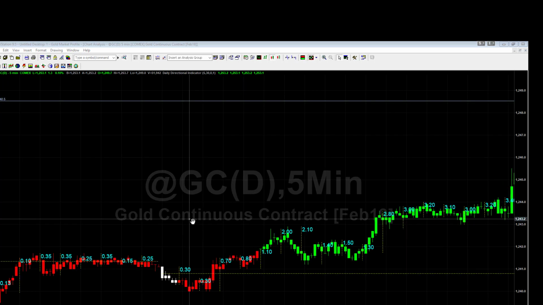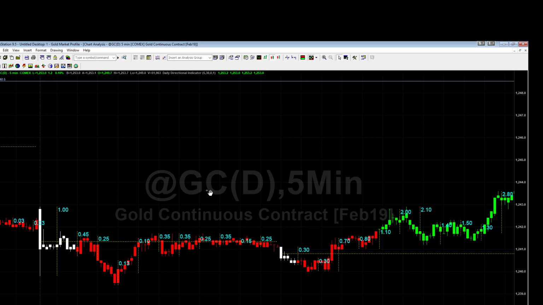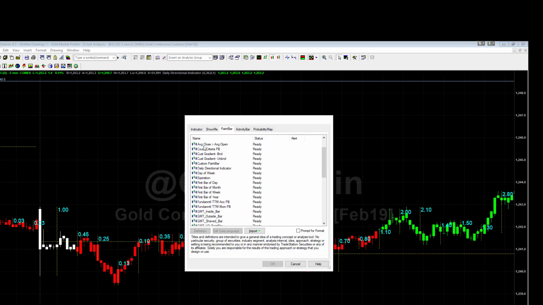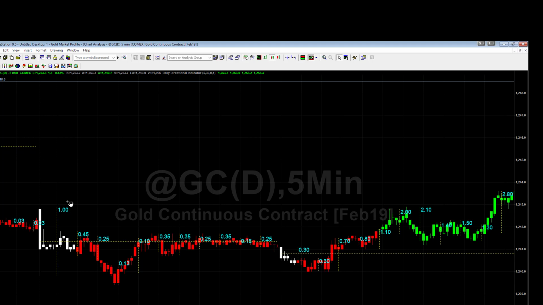So if you're an intraday trader, you're going to want fairly up-to-date information to determine what kind of a market you're trading in. And it needs to be objective, doesn't it? We don't want to be subjective in our trading, we want to be 100% objective. So the way this works is that the indicator is applied by going to insert analysis technique, and we're using the daily directional indicator. What it's telling us is the strength of the day's price action. Now that can be a daily strength indicator, or it can be an intraday.